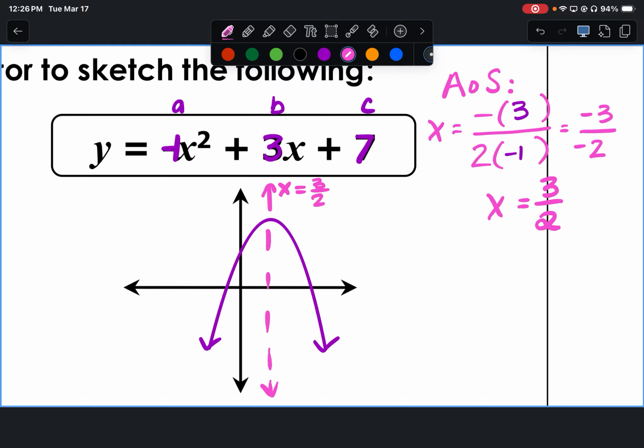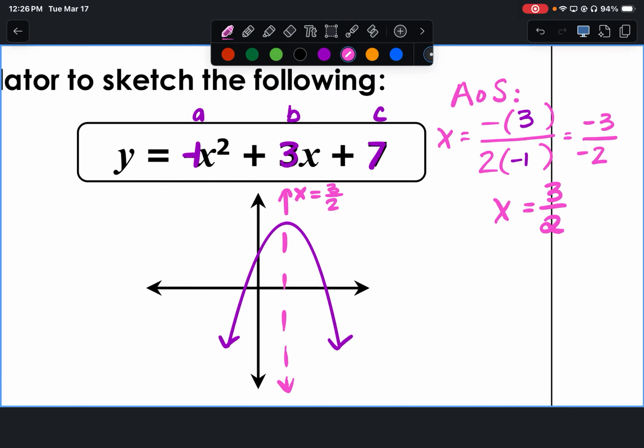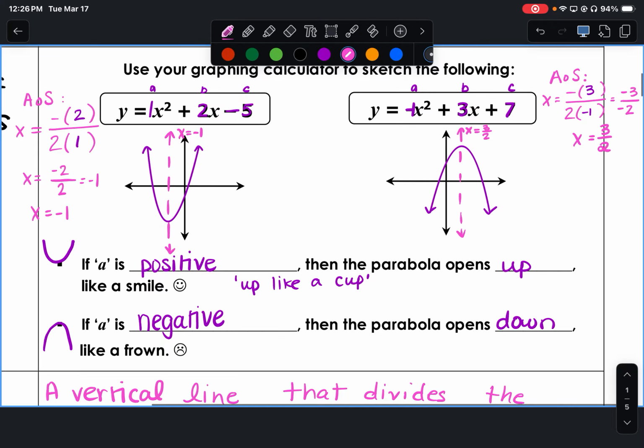And that's how we find our axis of symmetry. Yes, ma'am. So from here, we're going to look at vertex.